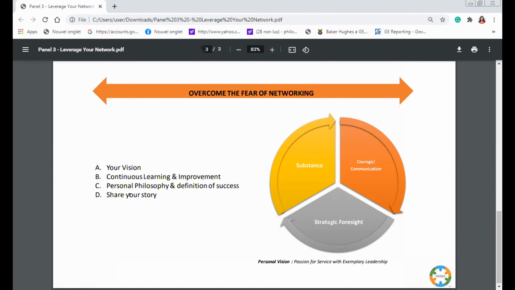I ensure that my N plus two, that is my manager's manager, knows these four things about me. And lastly, I ensure that those two people, my manager and my manager's manager, know that in the next 2 to 3 years, this is where I want to be. By the grace of God, it has worked for me for 10 years and it's still working. And for you to move to that next step, remember, you need to overcome the fear of networking.